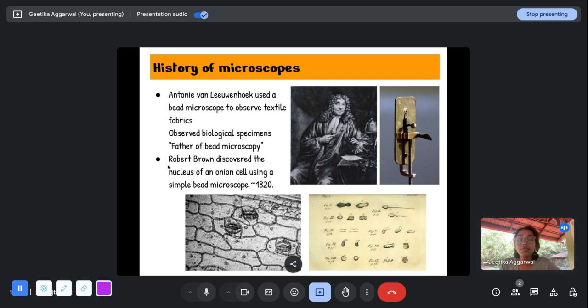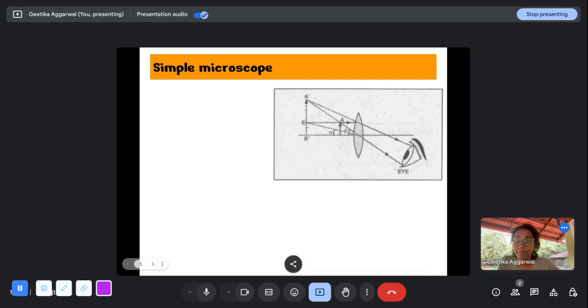Then there is this person called Robert Brown, and he discovered the nucleus in an onion cell using a simple bead microscope. And that was around 1820. So you can see here what he was seeing through his bead microscope. These are different onion cells. These are the stomata, as you might be aware, with the two guard cells. And in the onion peel, you can see these small round structures within each cell, the nucleus. So he discovered the presence of the nucleus.